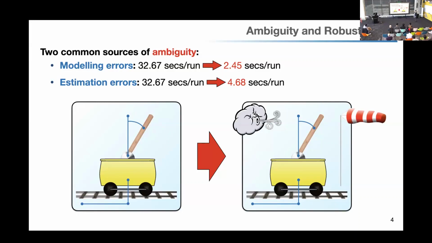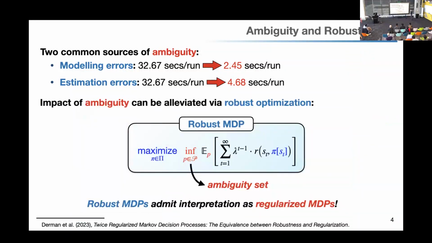Now, those sources of ambiguity are quite well understood in the optimization literature. And one of the main approaches in optimization to dealing with ambiguity is robust optimization. And applied to the concept of Markov decision processes, we would be talking about robust Markov decision processes. So this is one approach with which we can potentially alleviate the negative impact of ambiguity. And I will show you in those two examples of modeling and estimation errors in a moment how robust optimization can help.